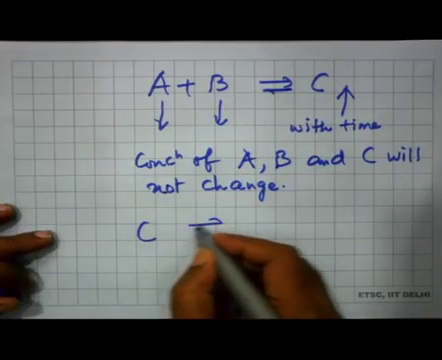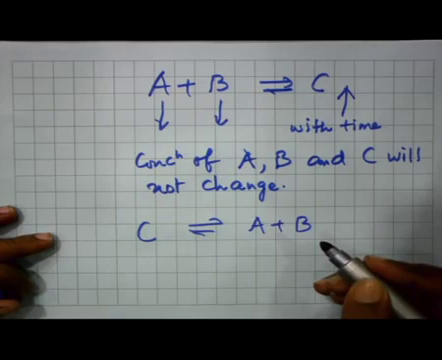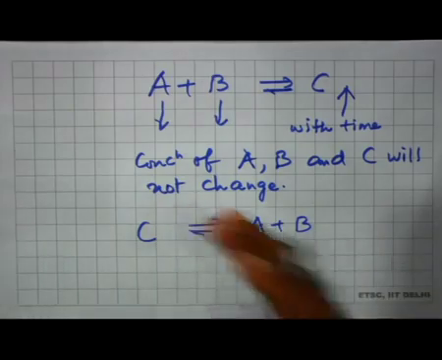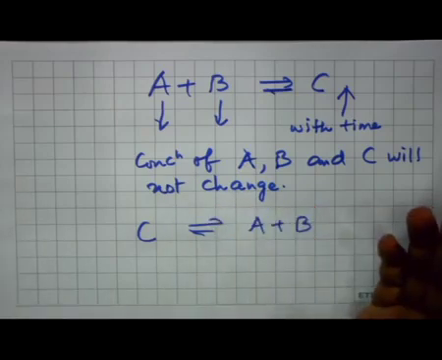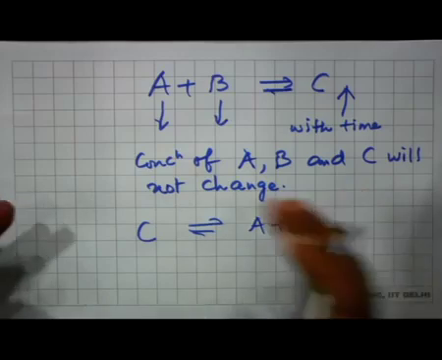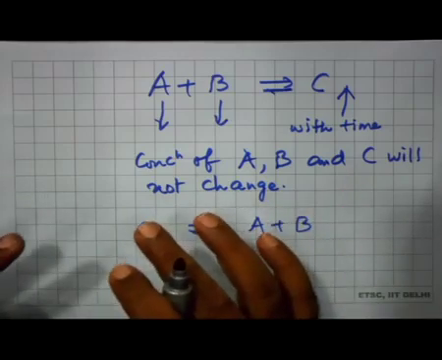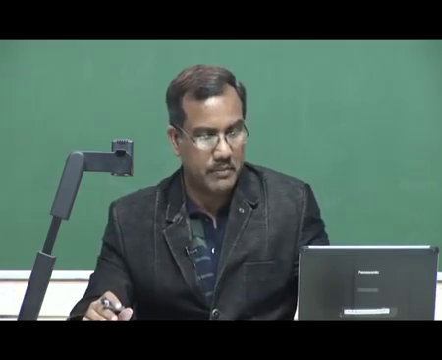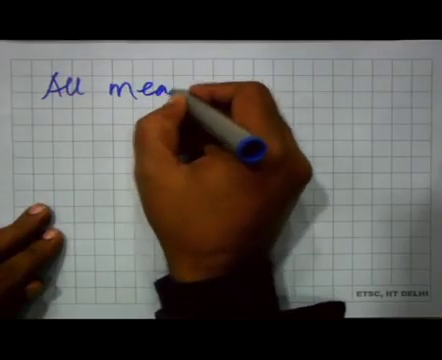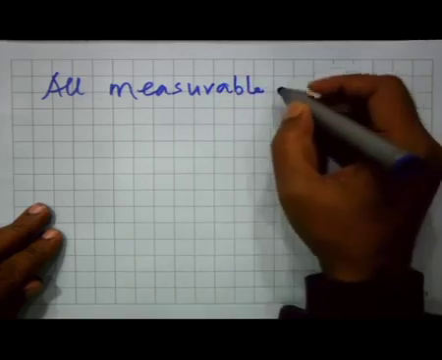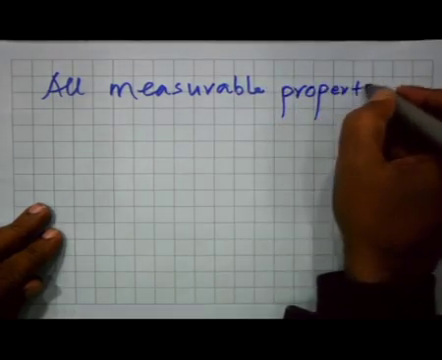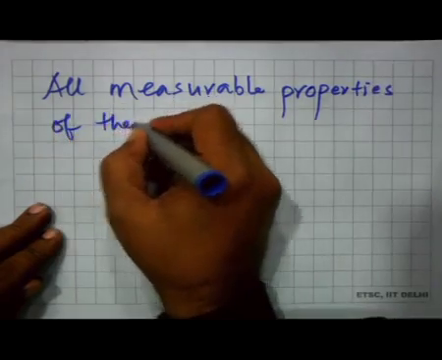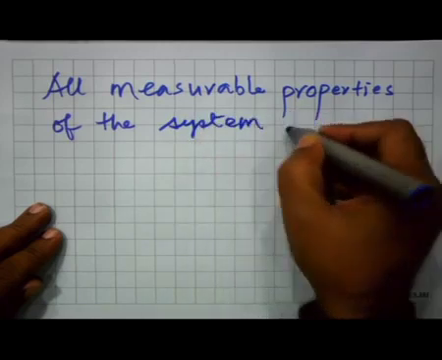Similarly, we can start from C. C will again go to A plus B. If we have only C in the container, it will go to A plus B till A, B and C do not change. When there is no change happening, we say that equilibrium is achieved. So, what is the importance of equilibrium? That in equilibrium all measurable properties of the system remain constant.